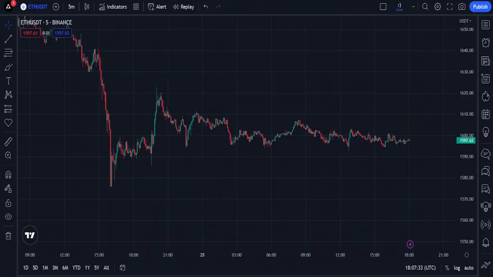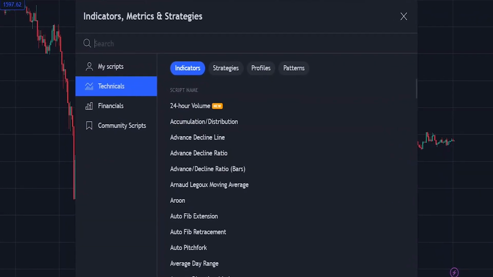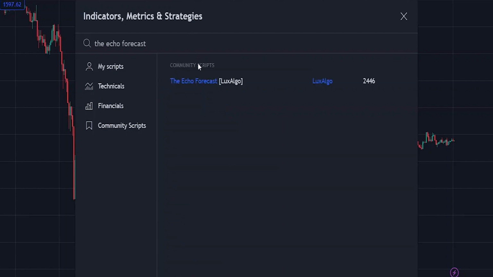So we are currently looking at a 5-minute chart of Ethereum USDT. Now let's add all necessary indicators to our chart. Let's start by adding the most important indicator first, which is called the Echo Forecast. We will be using this one by LuxAlgo, so left-click it once.